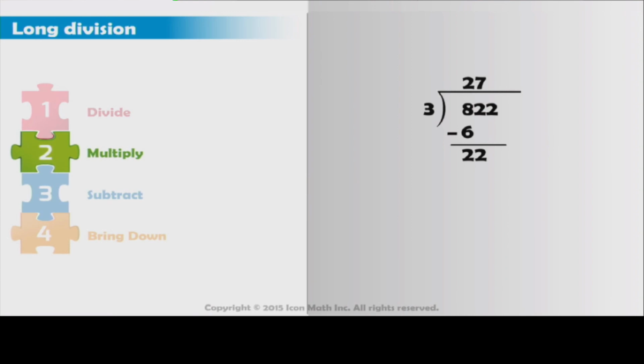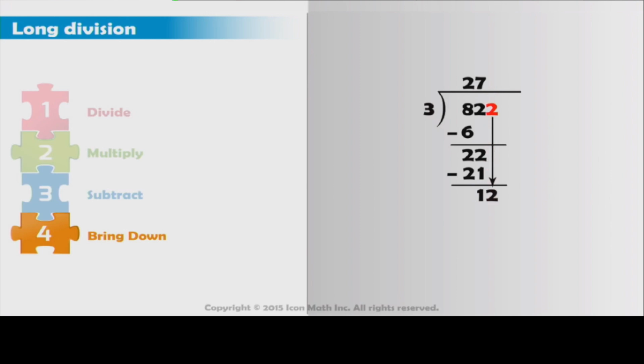Now we multiply. We take 7 and multiply it by our divisor, 3. 7 times 3 equals 21. And we write 21 below 22, the number we divided. Now we subtract. 22 minus 21 equals 1. Now we notice that we cannot evenly divide 1 by 3. So we bring down the next and the last digit from our dividend.